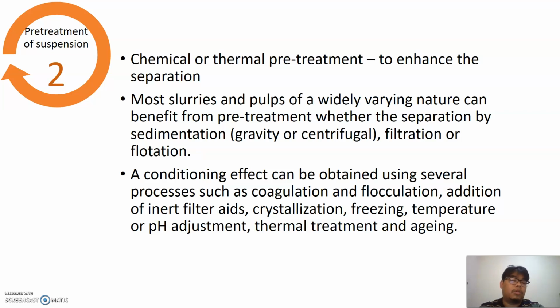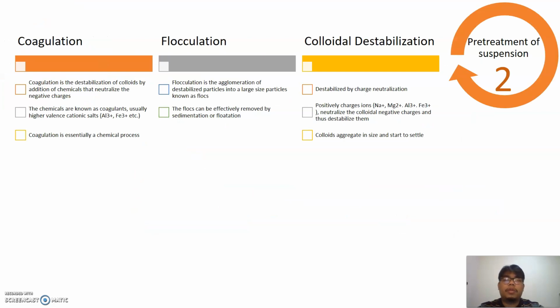For example, we will see coagulation and flocculation in our next slide. So here is a method or process that we have for the treatment of suspension. We have coagulation, flocculation, and colloidal destabilization. So what is coagulation? Coagulation is used to destabilize colloid by addition of chemical that neutralizes the negative charge. As we know, if we have a negative charge and want to neutralize it, we need to introduce a positively charged particle.